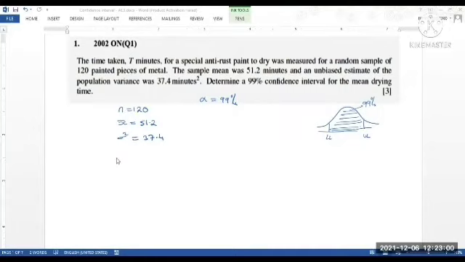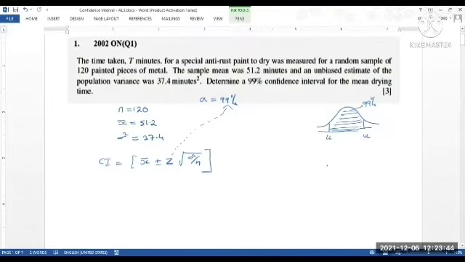So let us look into the formula of finding the confidence interval. The formula says x bar plus or minus z into the root of sigma square by n. All the other data are given over here. Now we need to know one particular data, which is the z value. The z value corresponds to our confidence level.